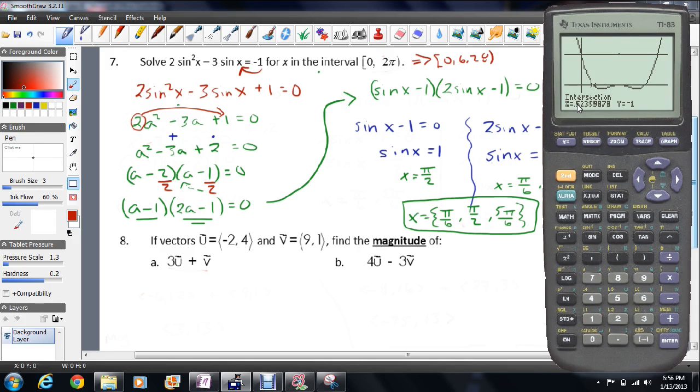And we get x is equal to 0.523, yada yada yada. If you plug in pi divided by 6, you're going to get this decimal approximation right here. So let's do the other two real quick.